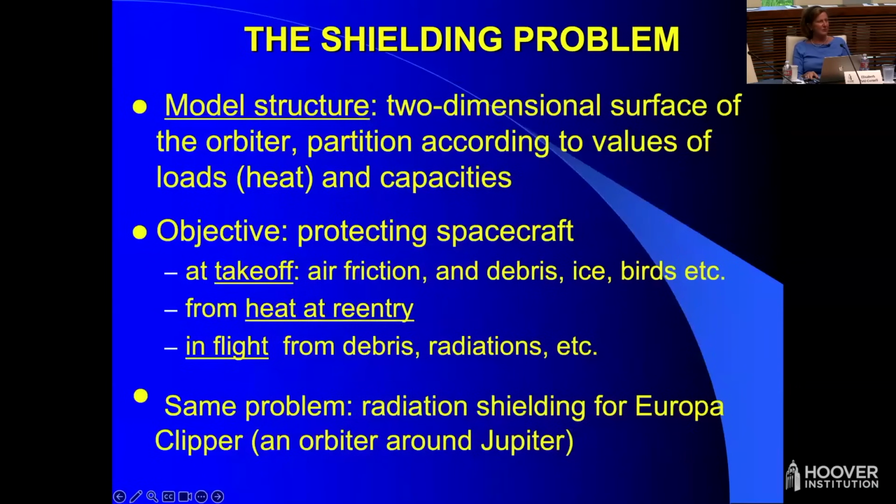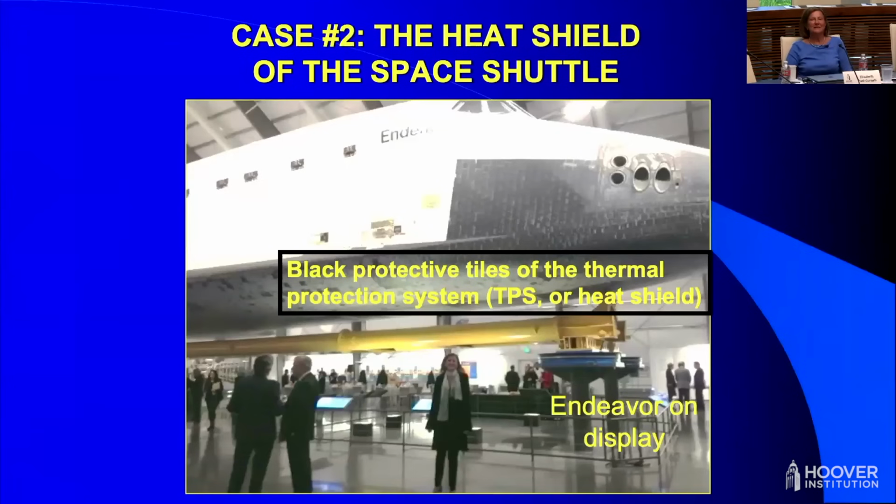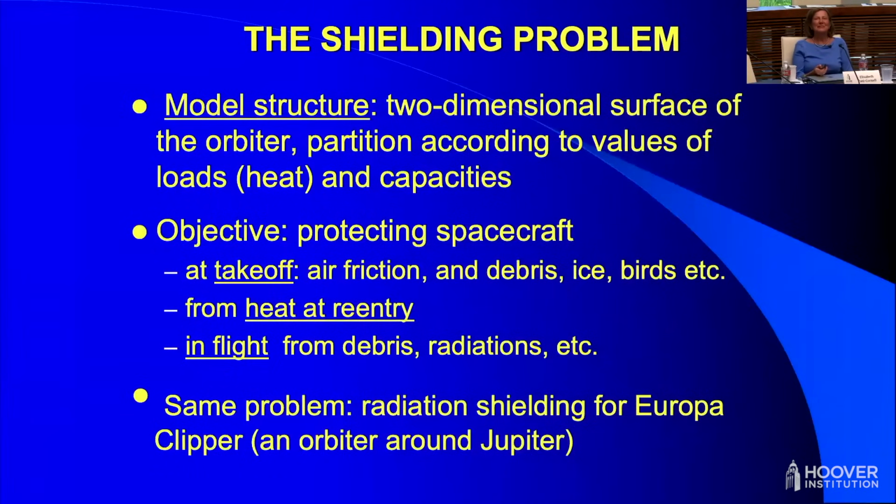Okay, what's the shielding problem? Well, first, the mathematical model structure. It's a two-dimensional surface, the shuttle, surface of the orbiter, a partition according to the values of the loads, in this case the heat, and the capacities of the different parts to take that heat. Okay, so the heat, for example, is particularly high in the nose of the spacecraft. Okay, the objective is to protect the spacecraft at takeoff. We have it. Next.